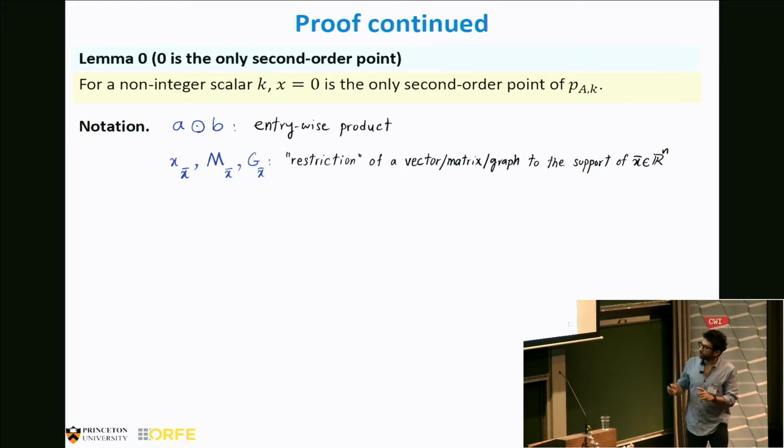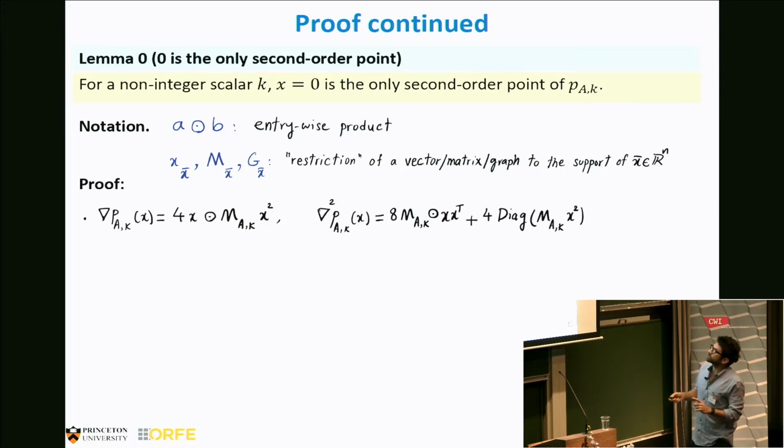OK. So what am I going to do with this notation? So we want to prove 0 is the only second order point. So let's compute the gradient and Hessian. And I want you to trust me on the algebra. So with this notation, this can be conveniently written like this. You can do some sanity checks.